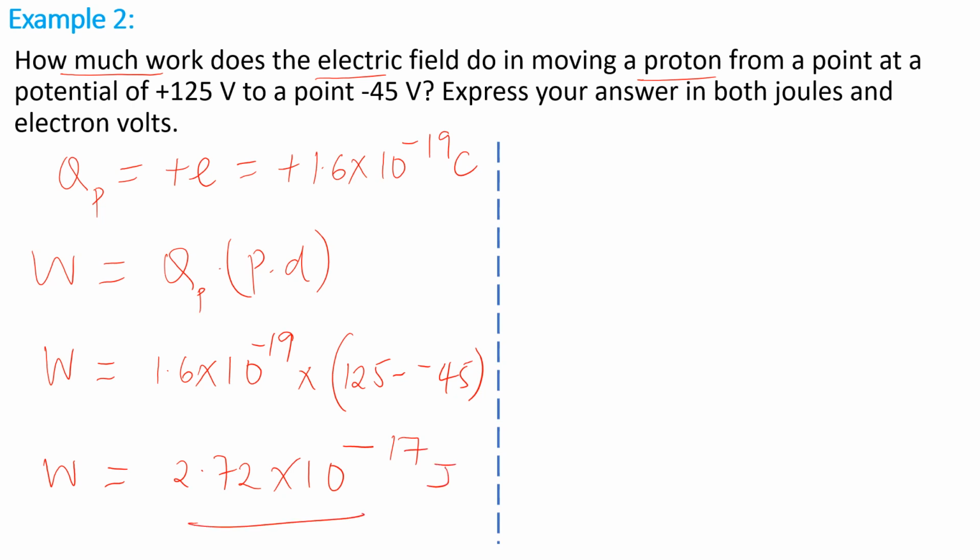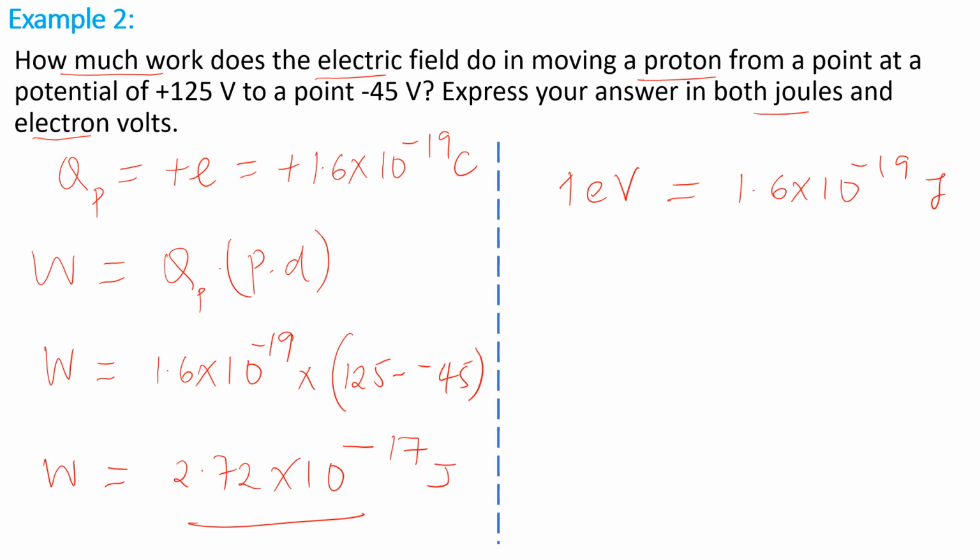Remember, depending on where the charge is moved from and to where it ends, the potential difference may be positive or negative. According to the question, we have already covered the answer in joules. Let's see the answer in electron volts. Work again is going to be the same as the work done in joules. Well, remember that 1 electron volt is 1.6 times 10 to the power negative 19 joules.